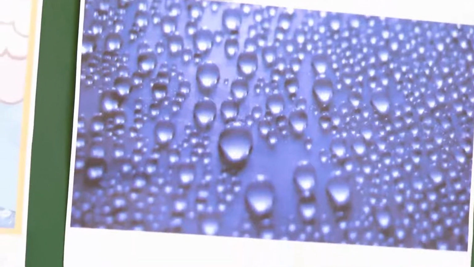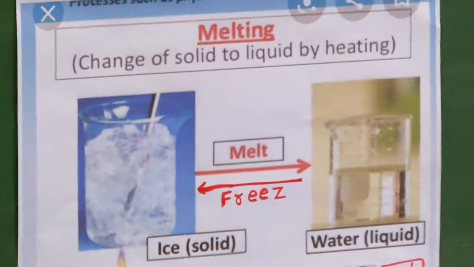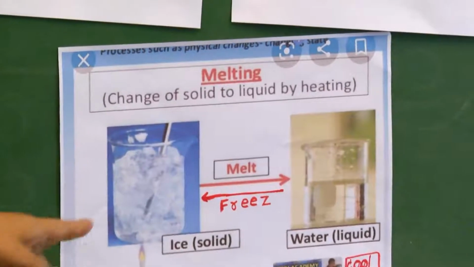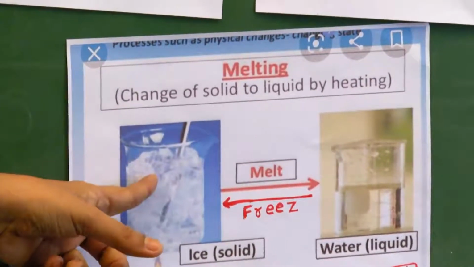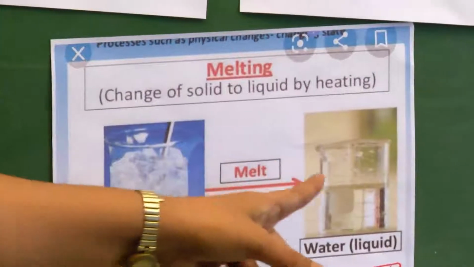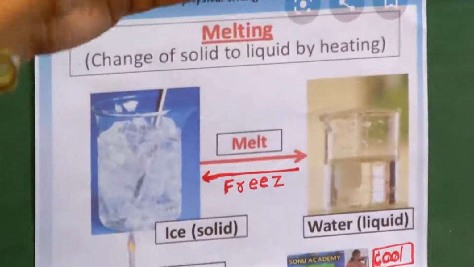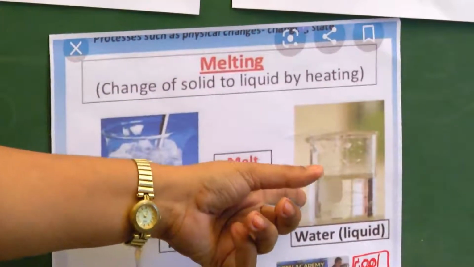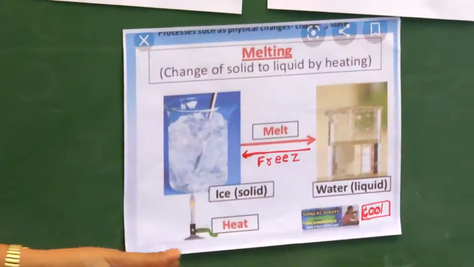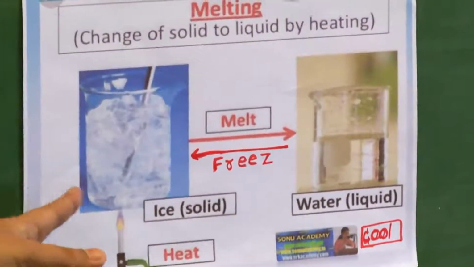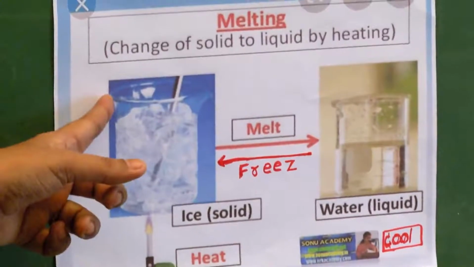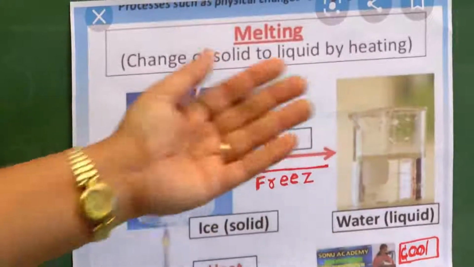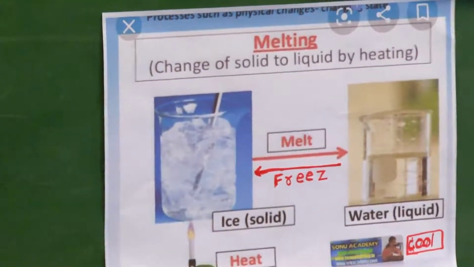Now the next one is melting, and the opposite of that is freezing. What is melting? When we keep ice open, it will get converted into liquid, that is water. And the opposite of that, when we take water and keep it in the refrigerator, water gets converted into ice. So here we are heating the ice, then it gets converted into water, that is liquid. That process is called melting.